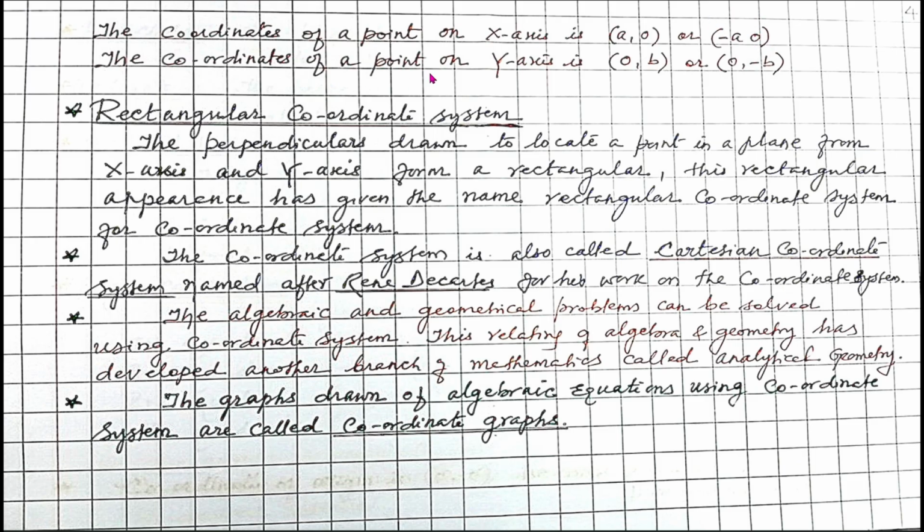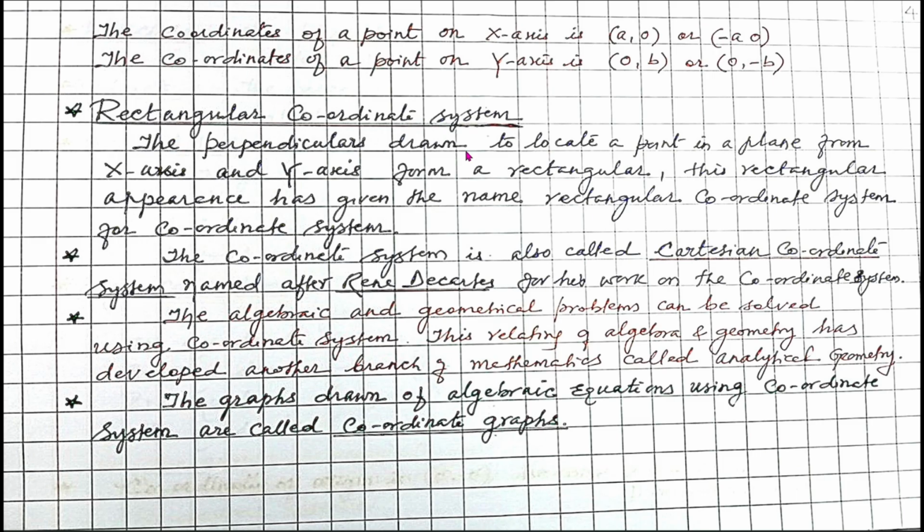The coordinates of a point on the y-axis are (0, b) or (0, minus b). Please remember that. Any point on the y-axis will have only the value of y, whereas x is always 0. Therefore (0, b) is above the x-axis, and (0, minus b) is below the x-axis.